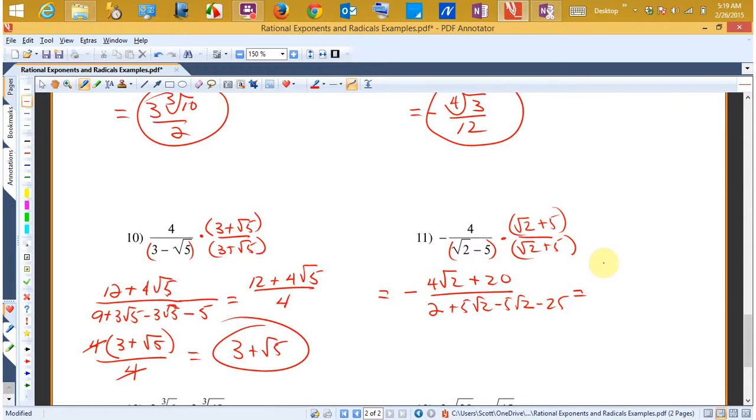Okay, so simplifying again, I've got a minus 4 times the square root of 2 plus 20. And in the bottom, I'm going to have 2 minus 25. That would be all over negative 23. So since what I have is this whole thing is really a minus, notice that the minus is out in front there, and I can take this minus off the 23 and move it out also, so the minus out here and the minus on the 23 are going to make that a positive. So I'm going to have 4 times the square root of 2 plus 20 all over 23.